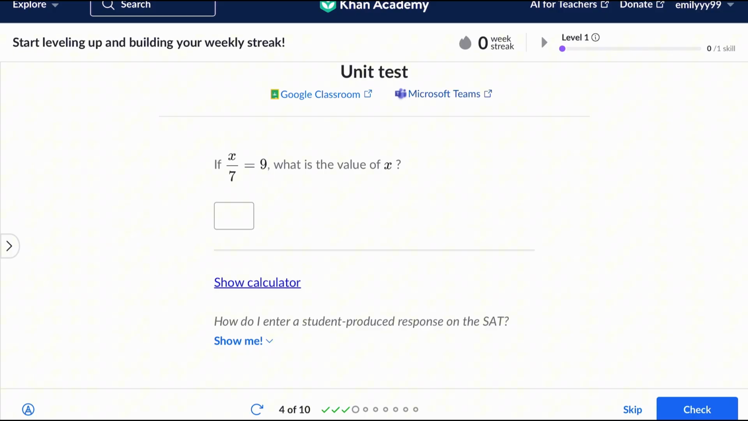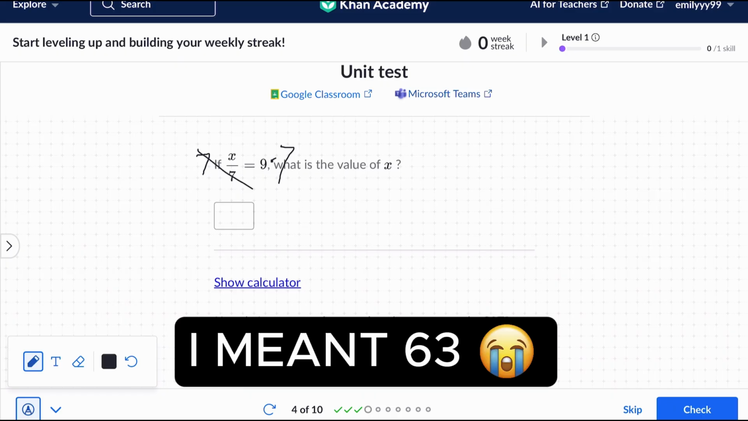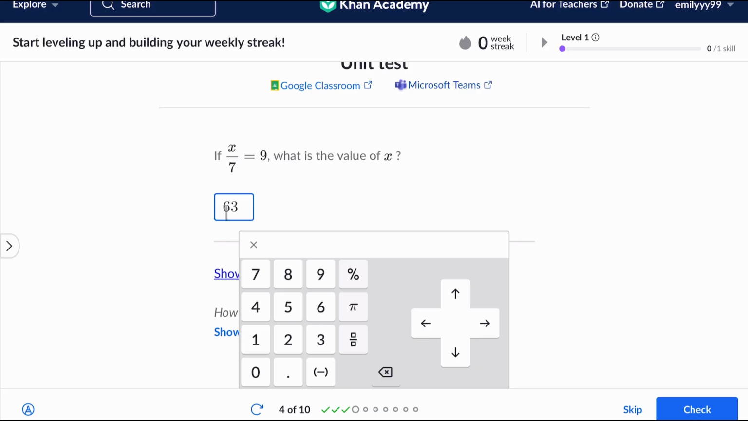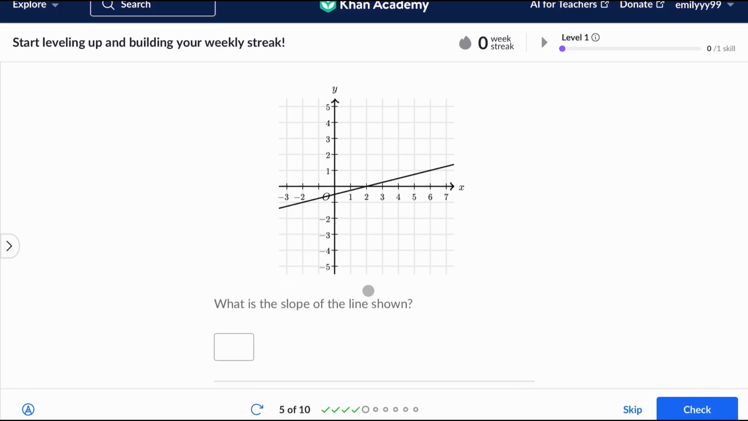If x over 7 is equal to 9, what is the value of x? So all we have to do is multiply each side by 7, cancel that out. X is equal to, what 9 times 7 is, so 63. Nice work.